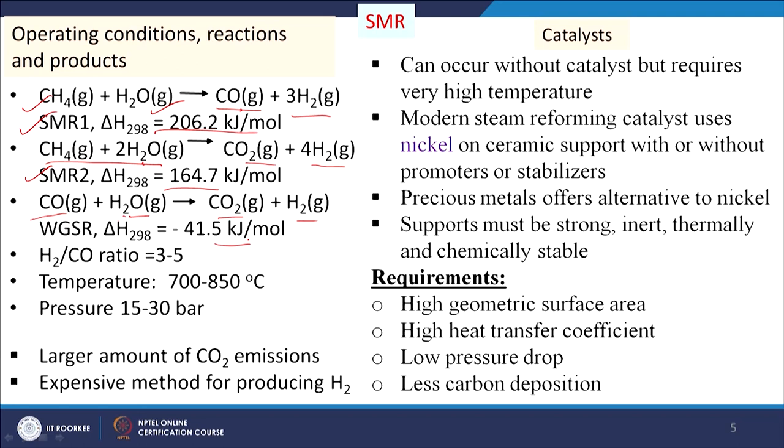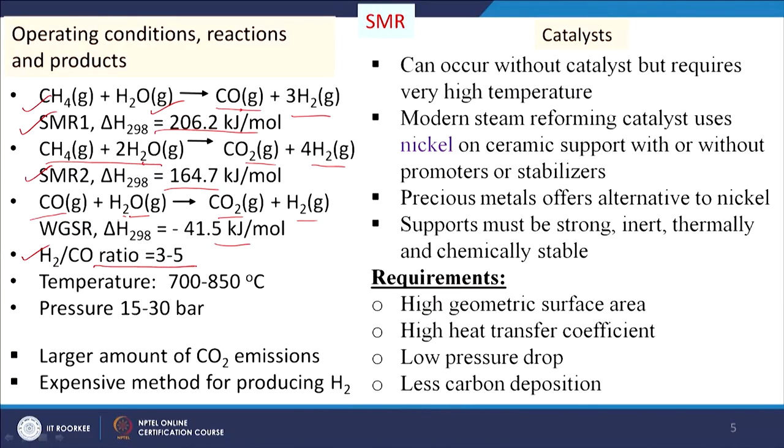And then another important feature is the H2 to CO ratio. The ratio of these two components in syngas is very, very important, because this will decide the suitability of the syngas for its downstream applications. Different downstream applications require different ratios of H2 to CO. In this case we can get this ratio as 3 to 5. So, we can get a very high ratio with respect to other reforming, and the temperature requirement is 700 to 850 degree centigrade and pressure is 15 to 30 bar. So, this is a commercial process, and in this process catalyst is normally used.